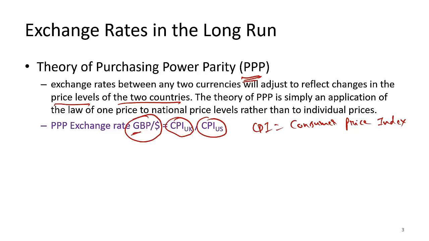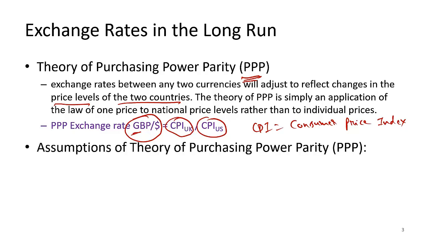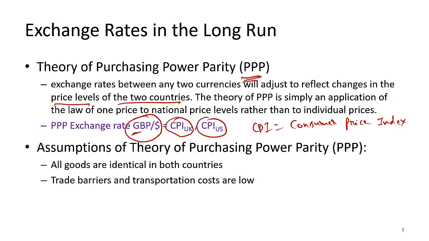Now, what are the assumptions behind this? So let's talk about some of the assumptions behind this purchasing power parity theory, or PPP. The first assumption is that all goods are identical in both countries. The second assumption is that trade barriers and transportation costs are low, even close to zero to be specific. Finally, many goods and services are not traded across borders. That means there's not much substantial trade. So these are very strict or stringent assumptions.